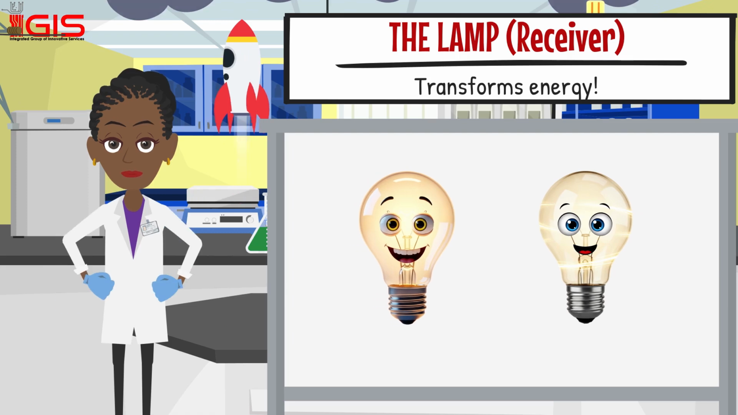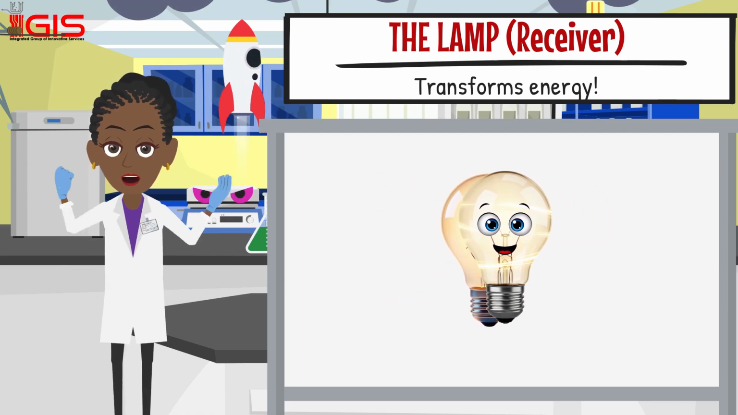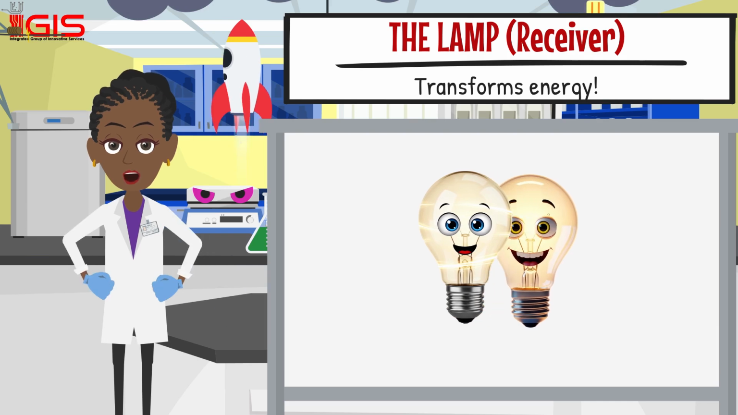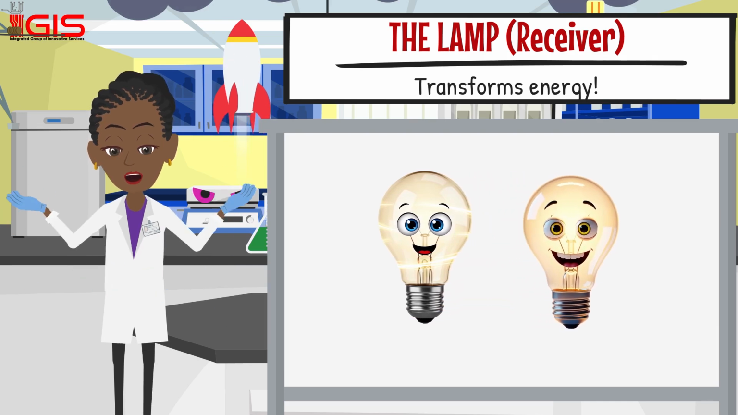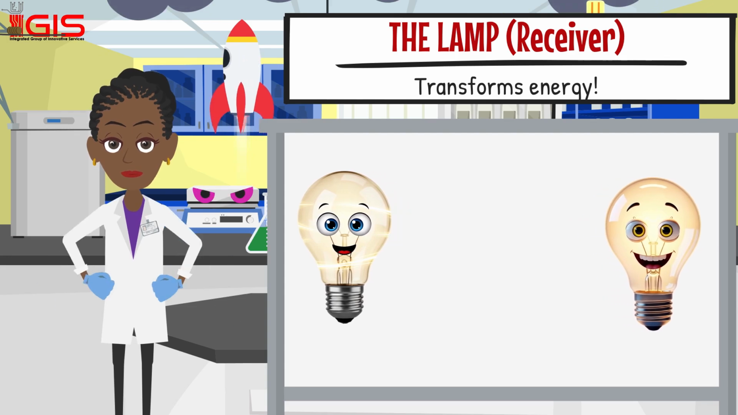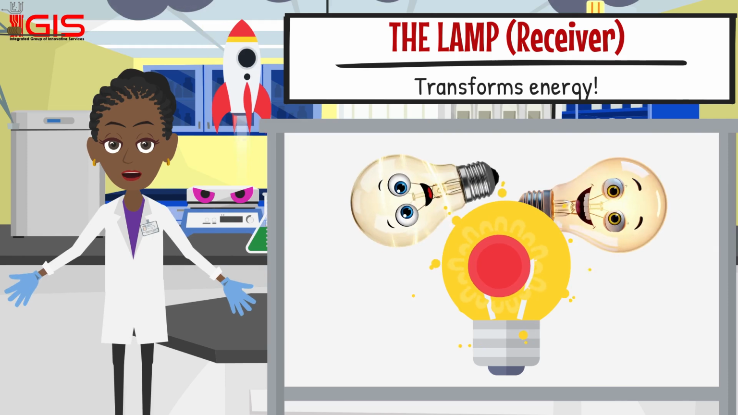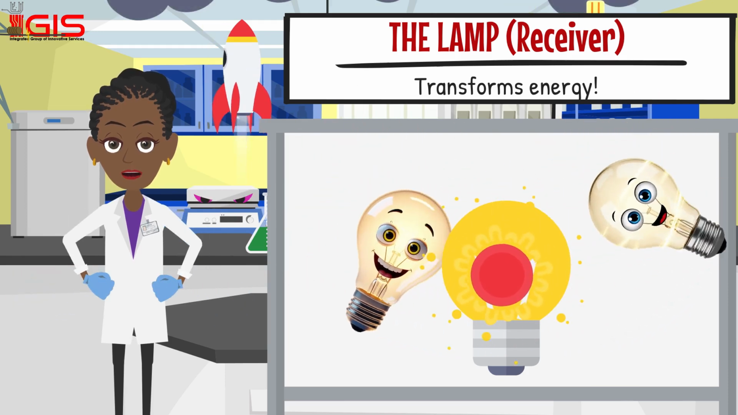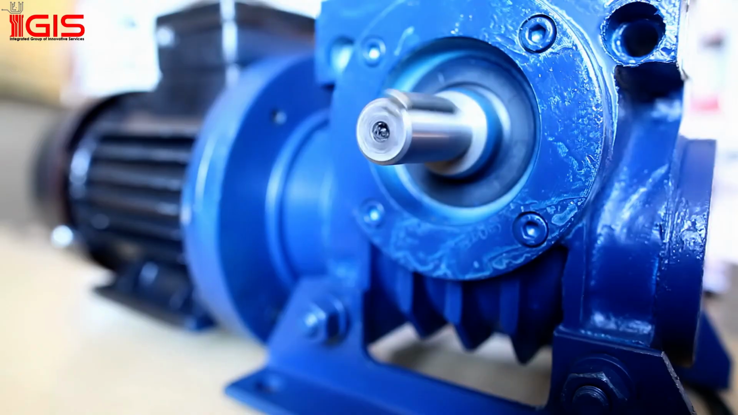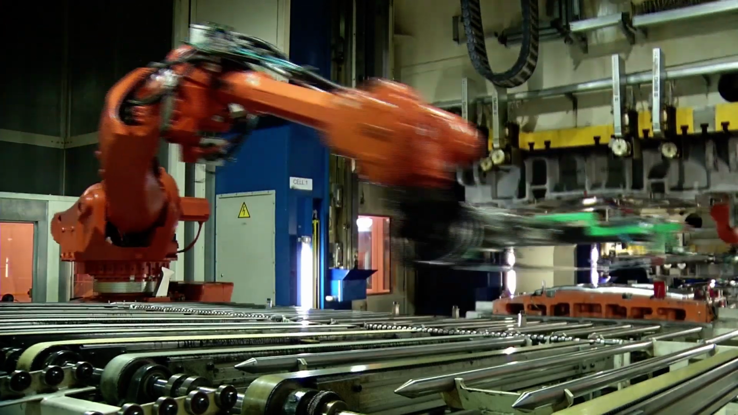And finally, the one we were all waiting for, the lamp. It is also called a receiver. What is his superheroic role? The lamp is the device that uses electrical energy to do something. In this case, it transforms electrical energy into light and some heat. It is thanks to her that we know if our circuit is working. Other receivers may be a running motor, for example the electric motor shown in this image, or the motors of a robotic arm, shown in this image.